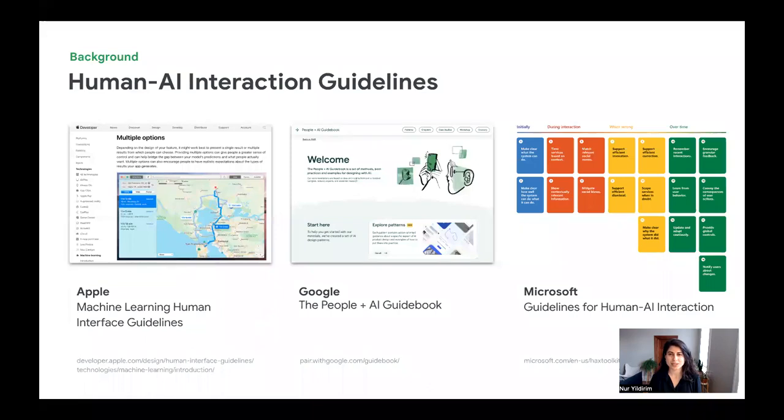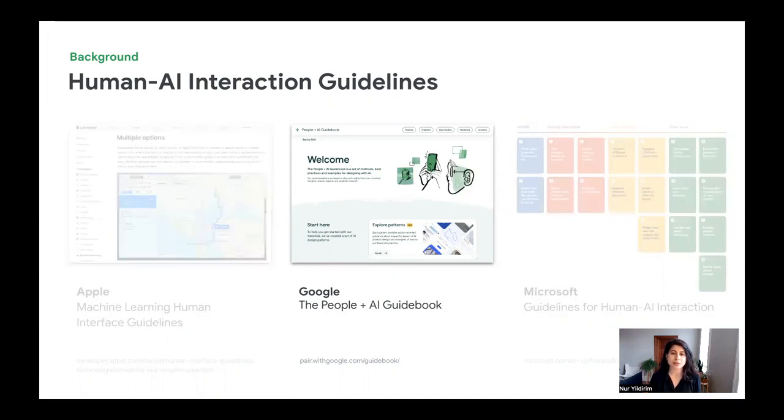Artificial intelligence brings unique challenges to the design and development of AI products. And in the past few years, human AI interaction guidelines from large technology companies such as Apple, Google, and Microsoft have become available to aid some of these challenges. In this work, we focused on the People AI Guidebook from Google as a case study.